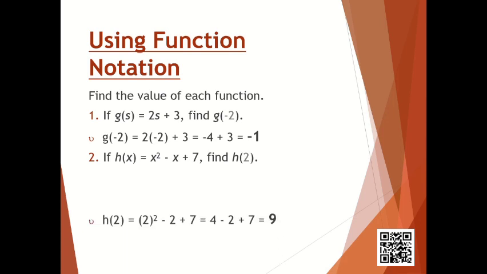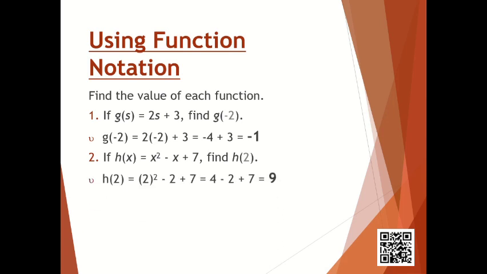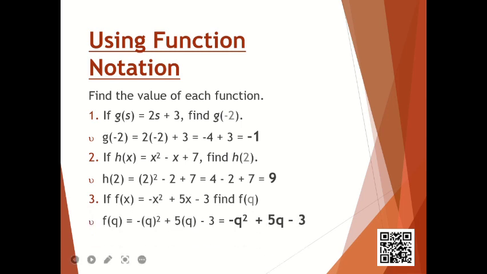Same way dito. 2 times 2 is 4 minus 2 plus 7. So 4 minus 2 is 2, positive 2 plus 7 is 9. Alright? Next, find Q. Kapag ganyan, kapag variable, edi yung x nyo, gawin yung Q. We have negative q squared plus 5q minus 3.